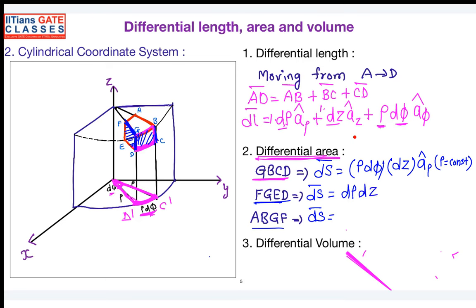So next, moving on to A, B, G, F. This is the top surface. So what is going to vary here now? A to B, there is a change in rho, and B to G, there is a change in phi. So rho is changing and phi is changing. Since rho is changing, the variation is d rho, and phi is changing, so the variation will be rho into d phi. So rho and phi are changing here, and the constant is z, so that represents the direction. Since z is a constant, the direction is az cap.